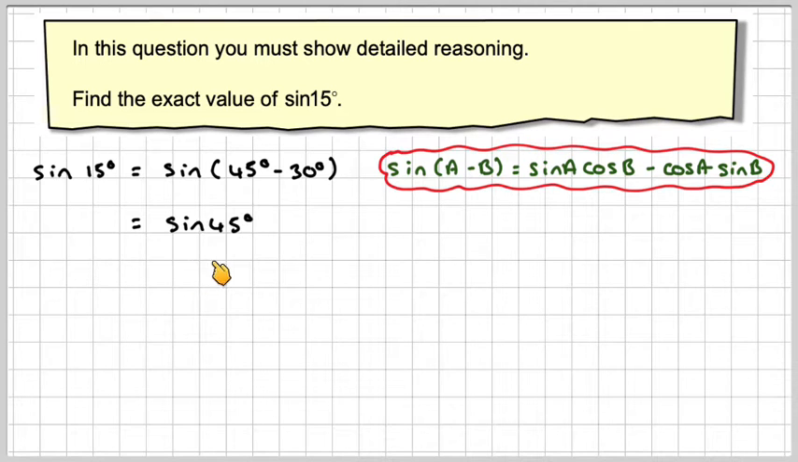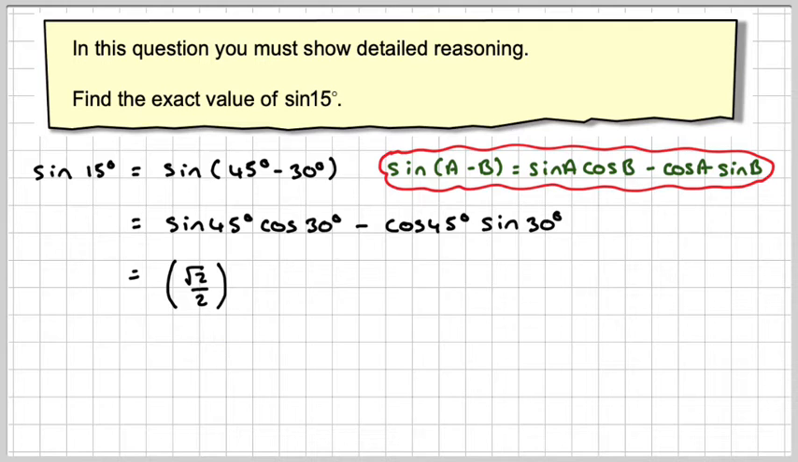So that's going to give me sine 45 cos 30 minus cos 45 sine 30. You should know the exact values of each of these. The sine of 45 is root 2 over 2. The cos of 30 is root 3 over 2. The cos of 45 is root 2 over 2. Sine of 30 is a half.